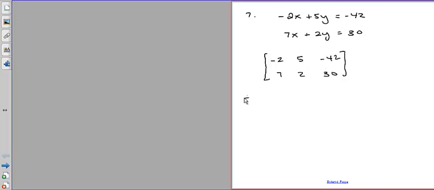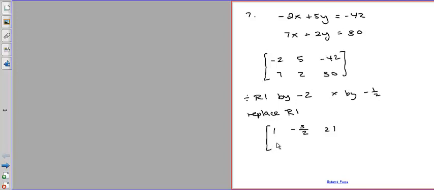So the first thing we're going to do is divide row 1 by negative 2, or you can think we're multiplying by negative 1/2. Same thing. And we're going to replace row 1 with that result. So let's do that. If we multiply negative 2 times negative 1/2, we get positive 1. Then we get negative 5/2, and then we get half of 42, which is 21. We change the sign so that becomes 21. Okay, and we just write down row 2. I haven't changed that any.